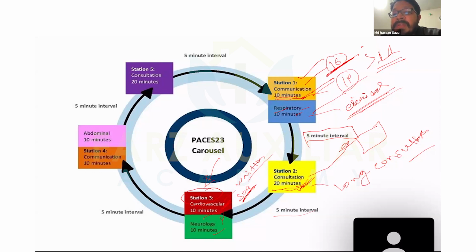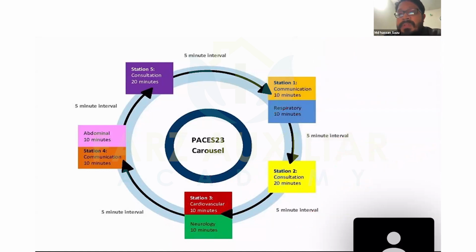Again, in the neurology, you will get 10 minutes. So there will be no gap in between these stations. The gap is here, the 5-minute interval, and there would be no other gap. Then after station 3, you will go for station 4, with the 5-minute interval. You will get a note for the communication here. So the note is for this scenario. You need to be ready for this scenario during the 5-minute interval. Then you will go for abdomen communication.